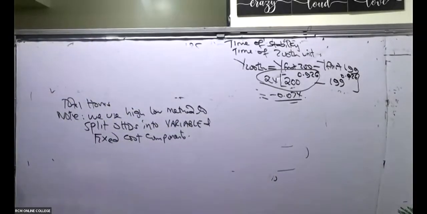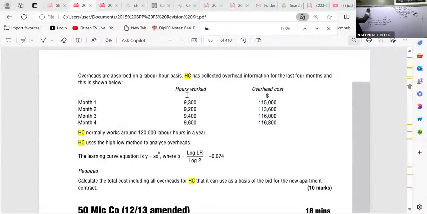So then what we shall do, we already have hours worked as our X. And then we have in this case here overhead costs. So there are 4 of them: 9,300, we have 9,200, we have 9,400, and then we have 9,600.